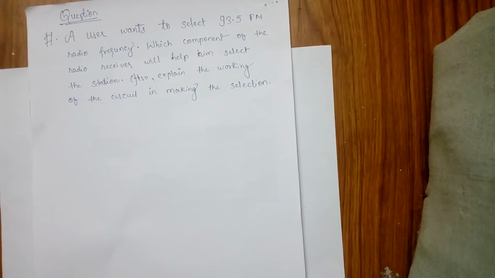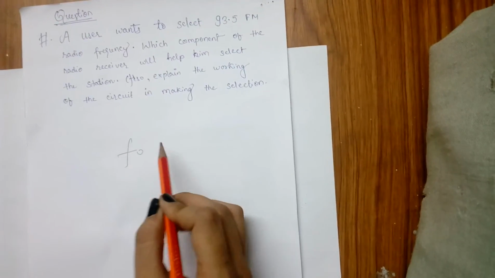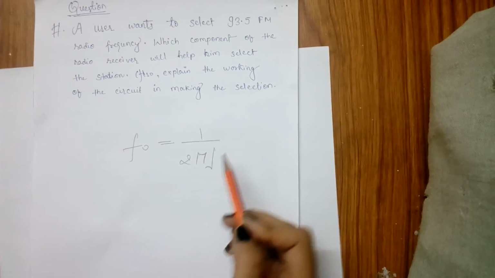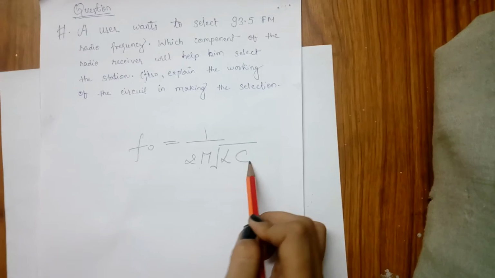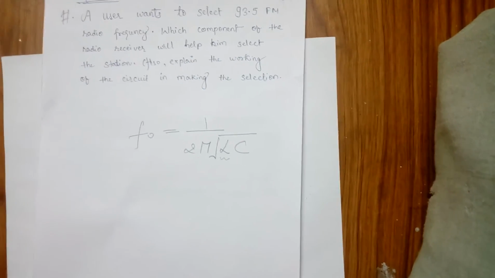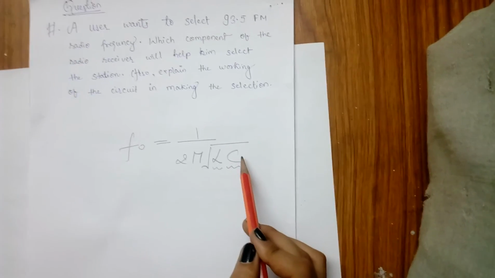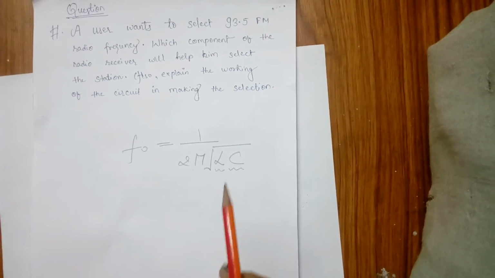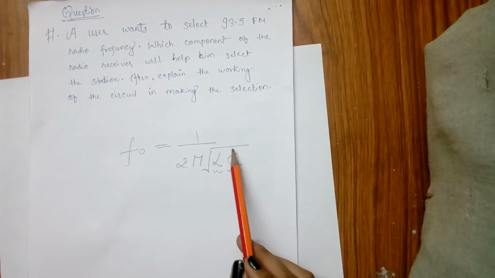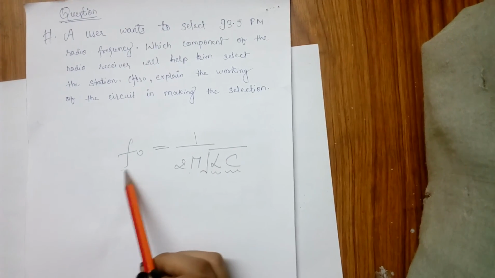So the value of C1 is calculated from the formula F0 equals 1 by 2 pi root over LC, where L is the inductance which was shown in the previous circuit, and C is the variable capacitance. So here L is already fixed and we need to change, or set, the value of C to set our frequency.